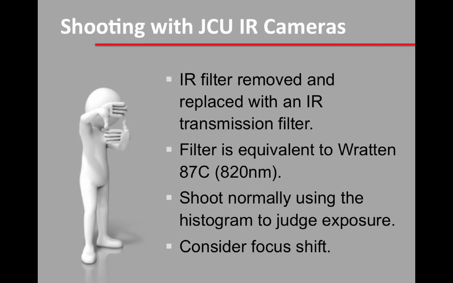Okay, so shooting with our cameras, the infrared filters have been removed and replaced with a transmission filter, so you don't need a transmission filter on the lens. There's already an infrared filter on the sensor itself. The filter is equivalent to a Wratten 87C, which is 820 nanometers at 50% transmission. You can shoot normally using the histogram to judge exposure and just be conscious of that concept of focus shift. So just be aware, use maybe smaller f-stops if you can to get better depth of field and depth of focus.